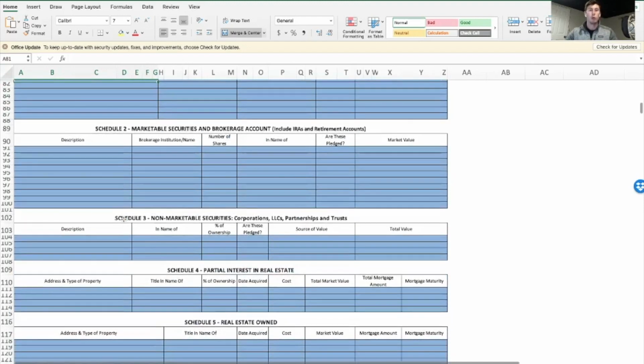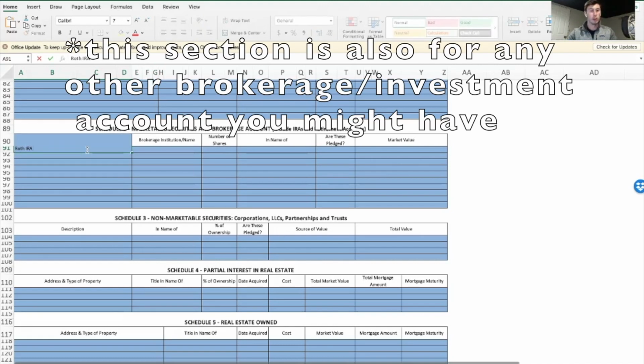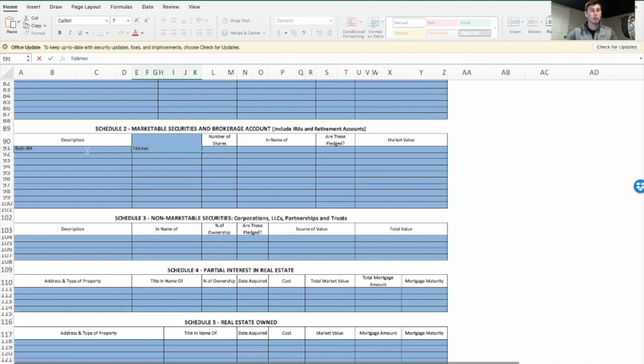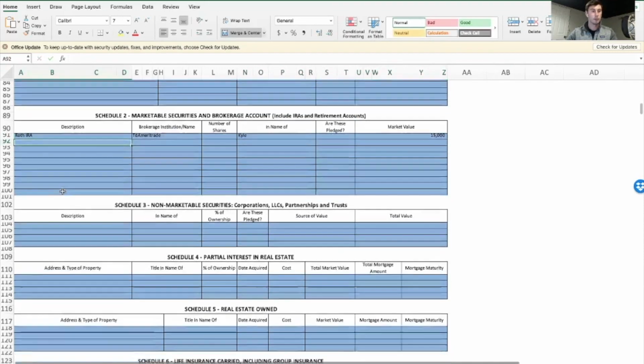Okay, so a Roth IRA, a lot of people have a Roth IRA. I have one, and we're not going to get into what that is. If you don't know what it is, Google it, and you should probably have one. So Roth IRA, I personally use TD Ameritrade. Number of shares, we're not going to worry about that. And the name of Kyle, are they pledged? Market value, let's say I have $15,000 in my Roth.